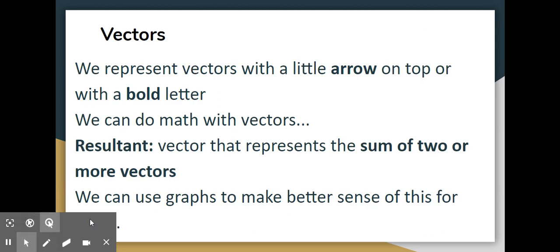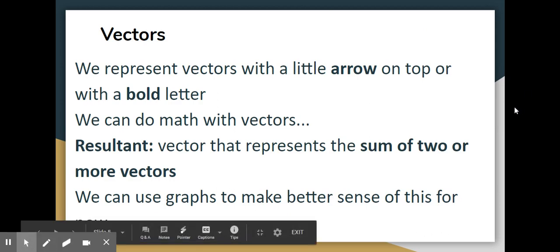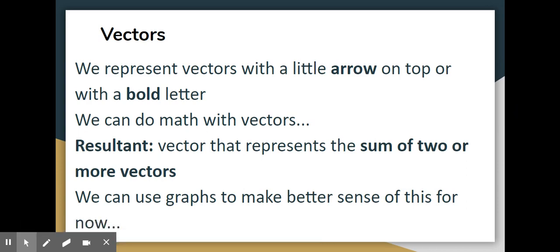Okay, we can do math with vectors. So we have some different parts of vectors that we need to know about here. We have a resultant. So the resultant is the vector that represents the sum of two or more vectors. It's what you get when you add a couple vectors together. And we can use graphs to make better sense of this for now. So we're going to talk about some of the rules and pictures and images with resultants and vectors.